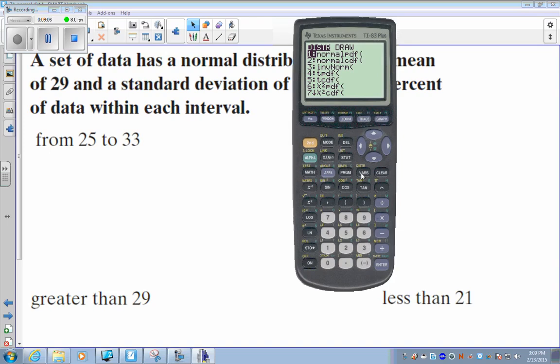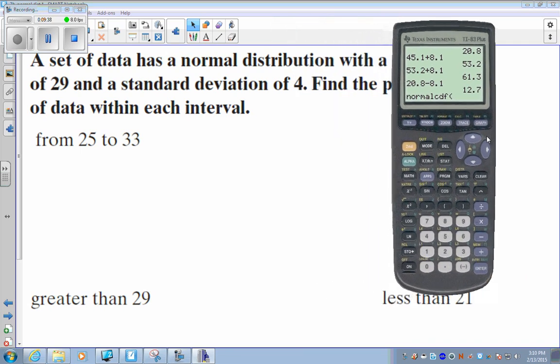There's PDF and CDF. We never use PDF. We always use CDF. C for correct. Not really, but that's one way to remember it. Normal CDF for correct. We're going to use that correct one. Some of your calculators will look like this. Some of the calculators will actually write out the next steps. But now, what we need to enter in here is the lowest possible number, the highest possible number, the mean, and the standard deviation.